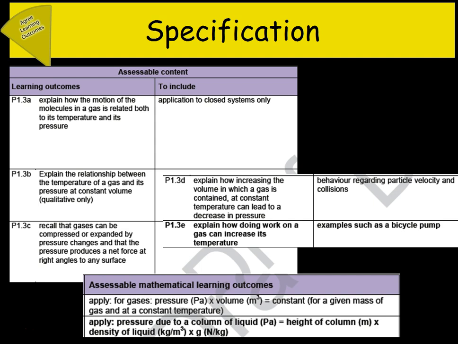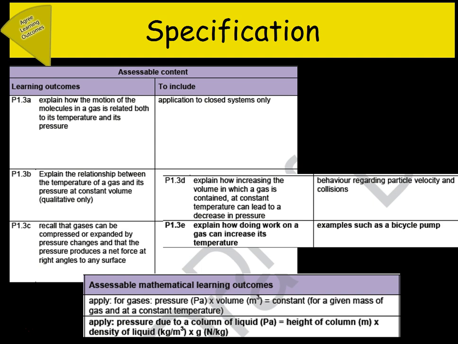Okay. So what we need to be able to do is to explain how the motion of gas molecules in a gas is related to its temperature and to its pressure. To explain the relationship between temperature and pressure. To understand that gases can be compressed or expanded, and that pressure causes a net force at right angles to any surface. Explain how increasing the volume of the gas at a constant temperature can lead to a decrease in pressure. That is Boyle's law, so being able to explain Boyle's law.